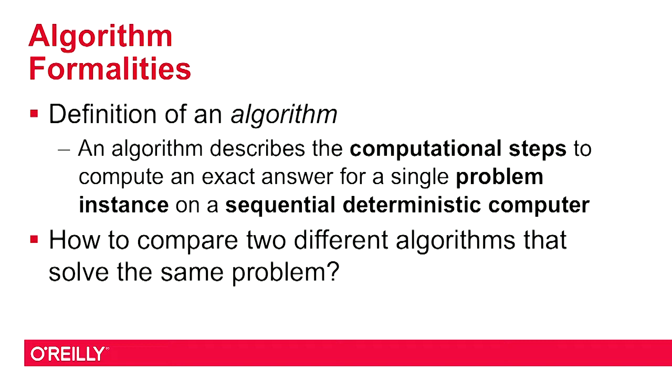What is an algorithm? It's fundamental to understanding this entire course, and it's fundamental to computer science. The one I'm going to use for today is this idea that an algorithm describes specific computational steps to compute an exact answer for a single problem instance on a sequential deterministic computer. Now, that's a mouthful, but I'm trying to capture certain key concepts to make sure that we're on the same page. The first notion is deterministic. We're looking for algorithms which are programs that will produce an answer and it will give me the exact same answer every time I run the program when given the exact same input.